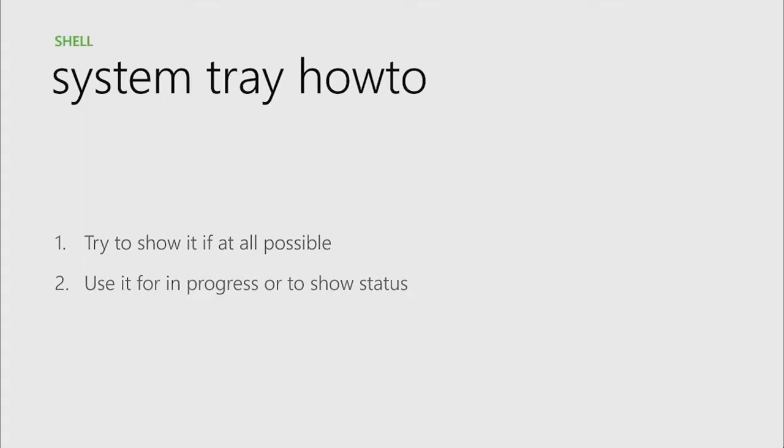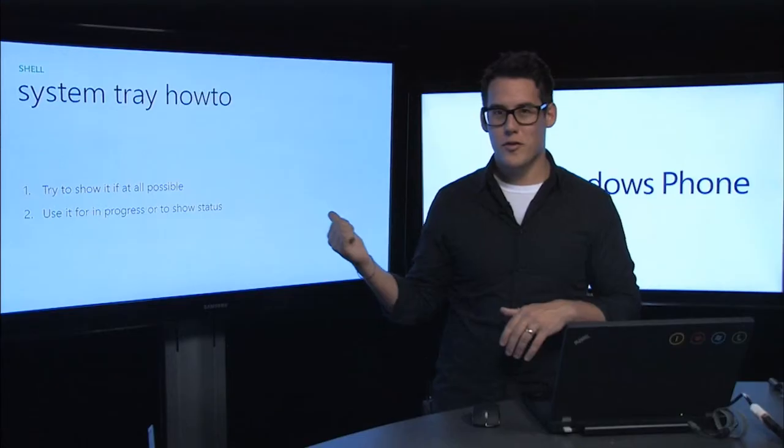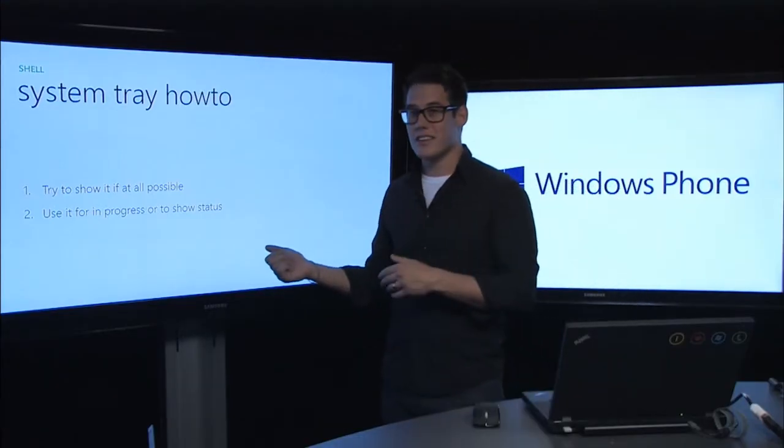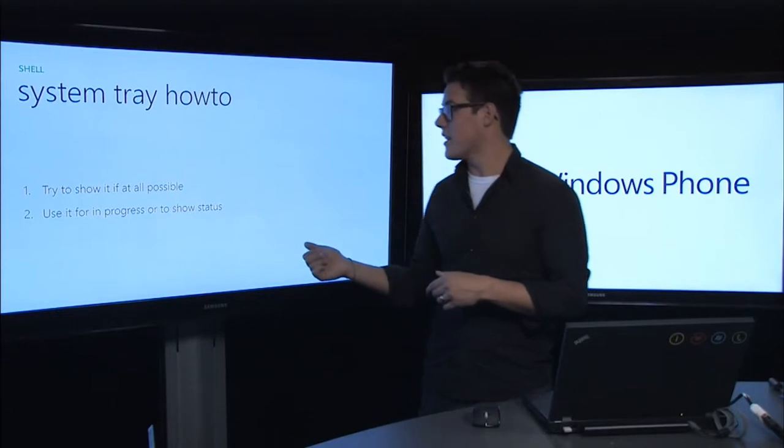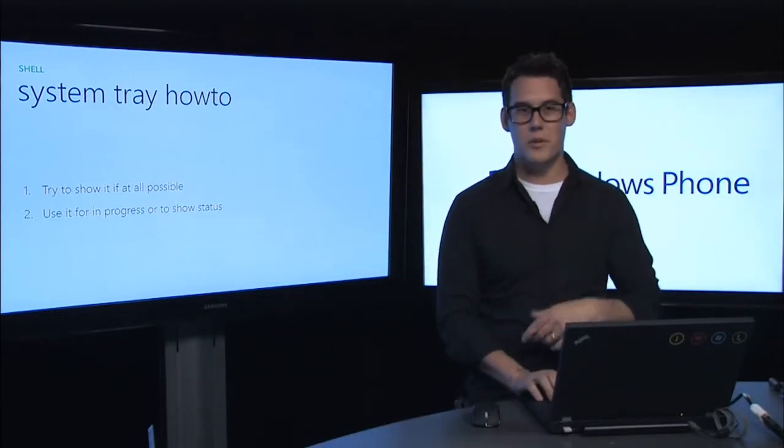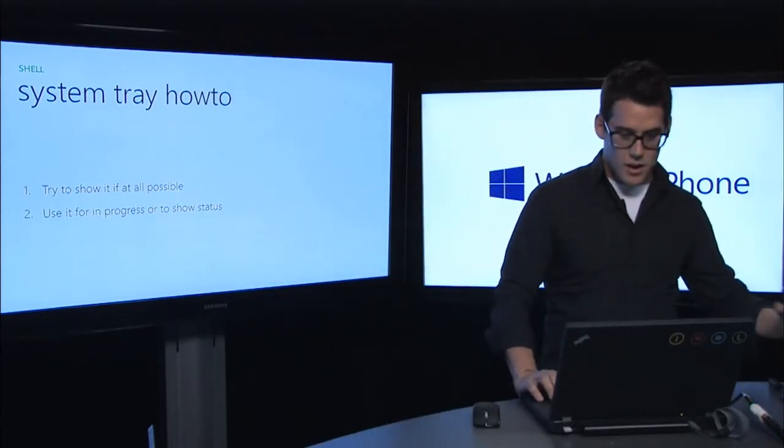Use it for progress or to show status. You can build this into your own applications. You can write this code. You can have a developer write this code for you, but we've done it for you. All you need to do is fire off the system tray and allow it to open and expand itself and push a little text up to the top. All right, next.